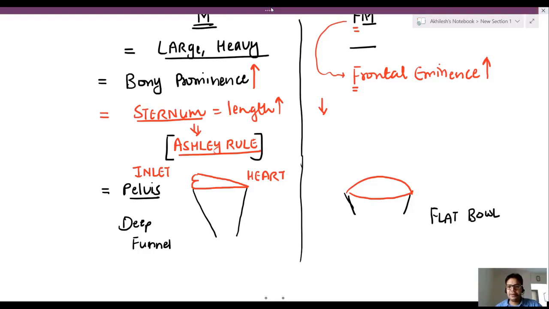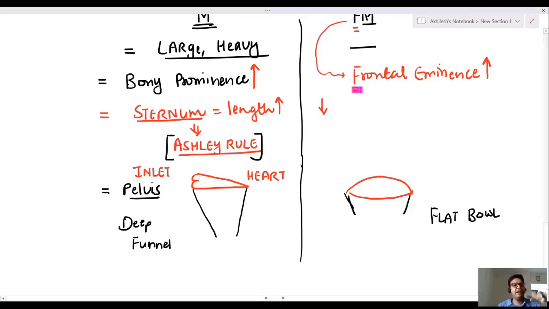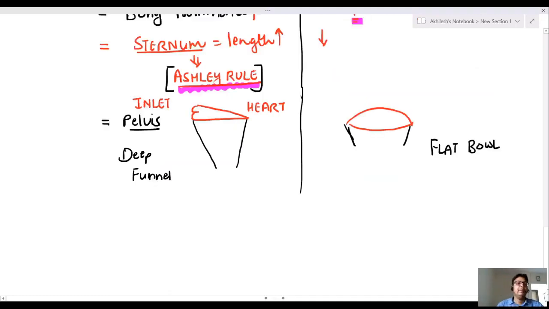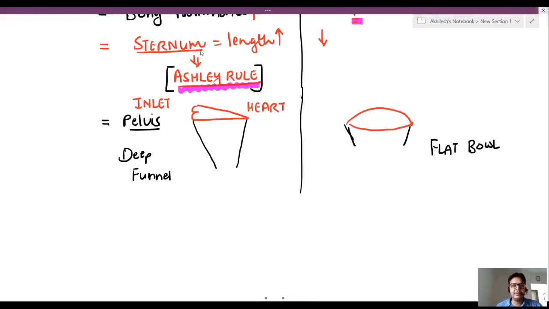In female, frontal eminence is more prominent, FF. Ashley rule is related with sternum bone. Sternum length is more in male. Pelvic shape is deep funnel shape in male. Pelvic inlet is heart shape in male.